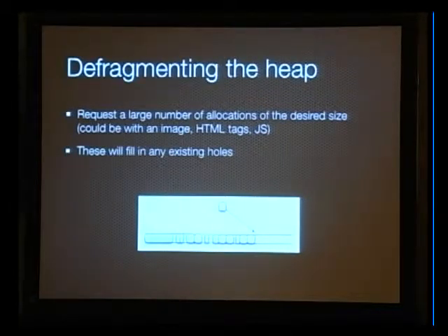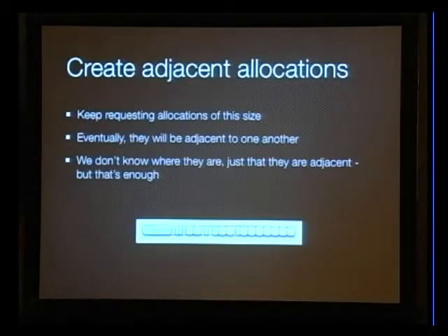Okay, so how do you make these allocations? Well, there's lots of ways. Any way that you can force the browser to call malloc, basically. So maybe in an image, HTML. We're going to talk about JavaScript. That'll fill in any holes. You just keep allocating the same size that you plan on allocating eventually. You don't know where they are in memory, but eventually you know they're going to be next to each other.